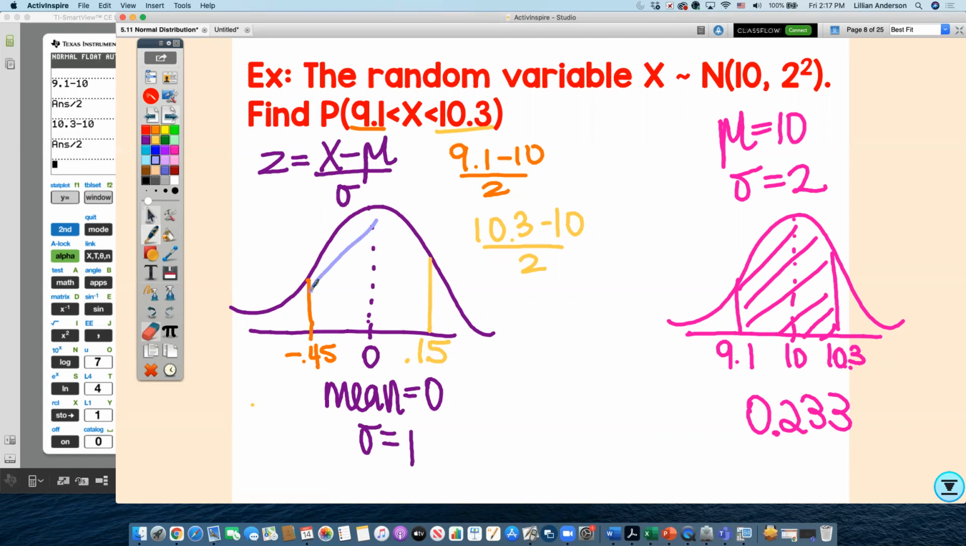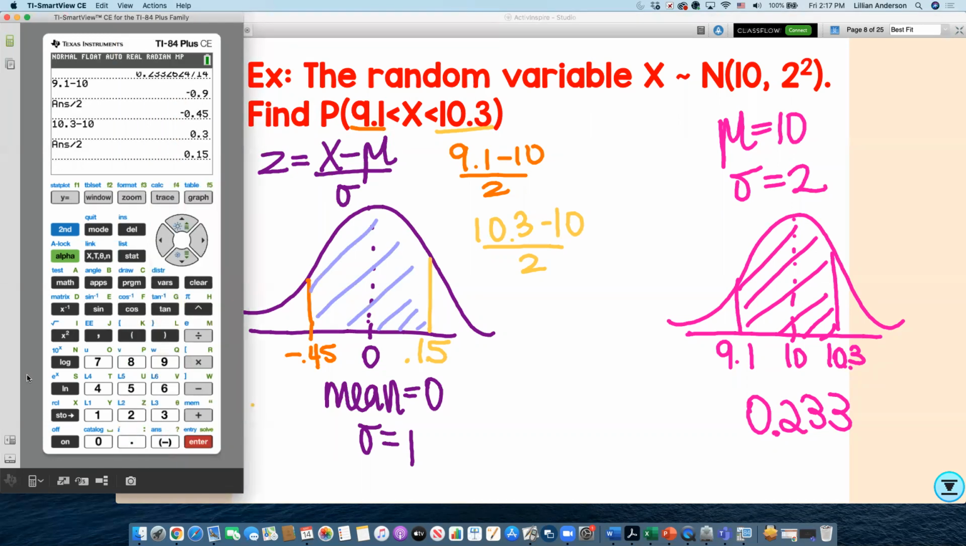I'm still finding the area in between. So I can do second VARS, normal CDF. My lower limit is negative 0.45. My upper limit is 0.15. Mean is 0. Standard deviation is 1. And you see I get the same value I got before.